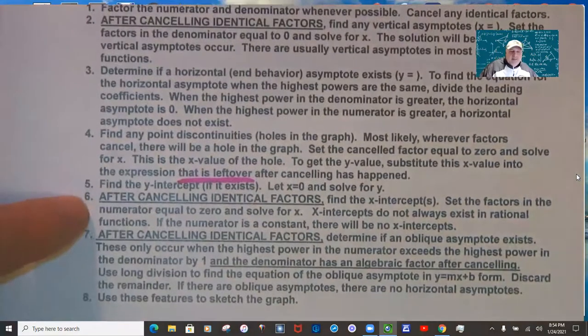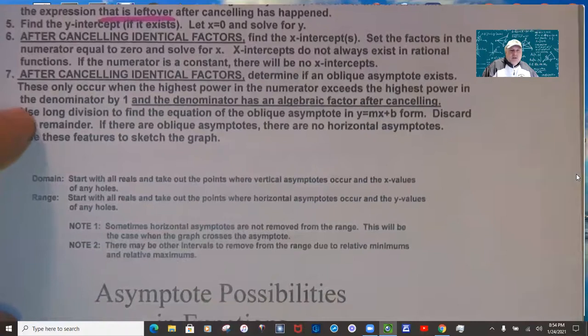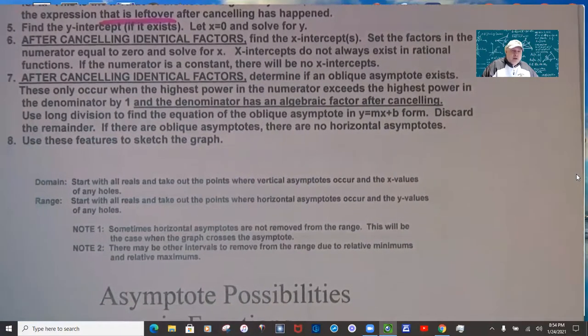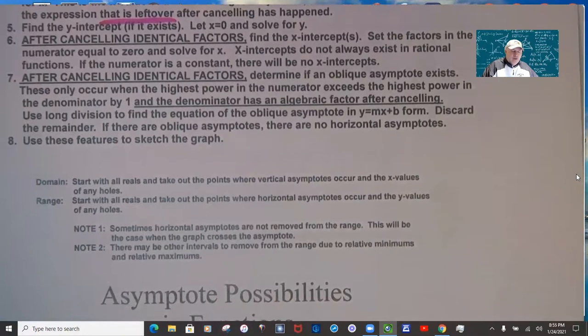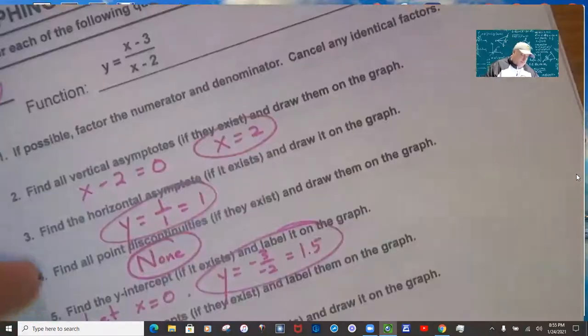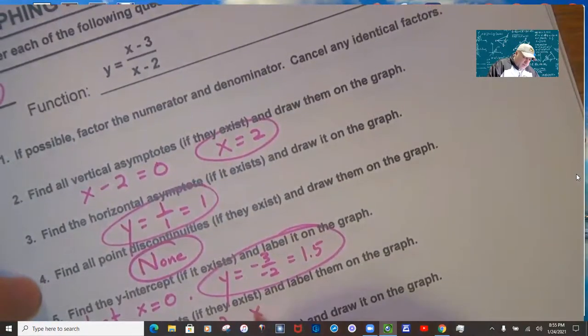Number 6, after canceling identical factors, find the x-intercepts. So we have done that because there hasn't been any. Set the factors in the numerator equal to 0 and solve for x. So the factor in the numerator is x minus 3. That gets set equal to 0. We solve for x and we get 3.